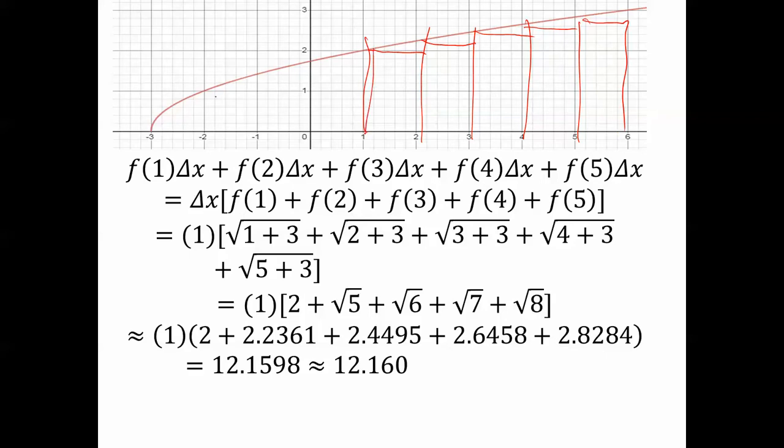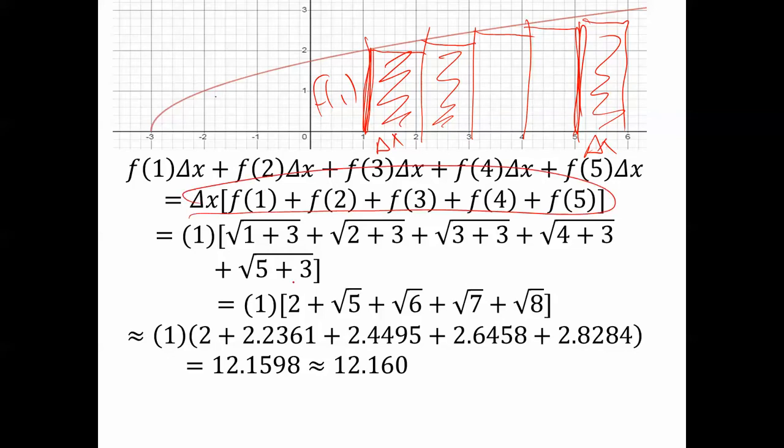Okay, so the height of this first rectangle is going to be f of 1. And as before, the width is delta x. So the area of this first rectangle is f of 1 delta x. Same thing, this will be f of 2 delta x, etc. This last one is going to be f of 5 times delta x. Factor out the delta x, we get this. Evaluate these at f of x equals square root of x plus 3. That's what we end up with.